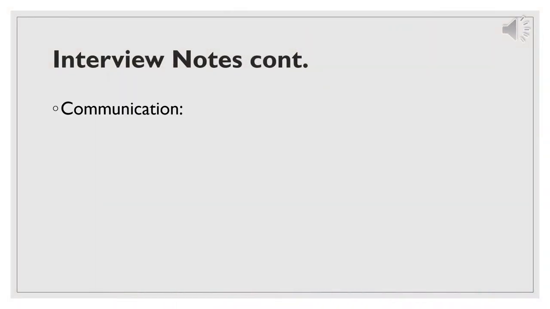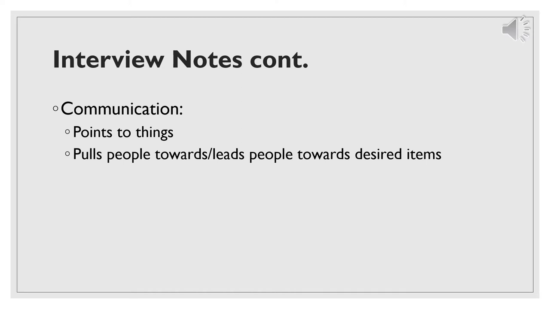In this portion of the interview, we found out some information regarding Jane's communication methods. We primarily found out that Jane tends to communicate by pointing to things or pulling people towards things, leading people towards desired items. Knowing this can help us determine what communication method we can teach in the future to help replace Jane's inappropriate behaviors.